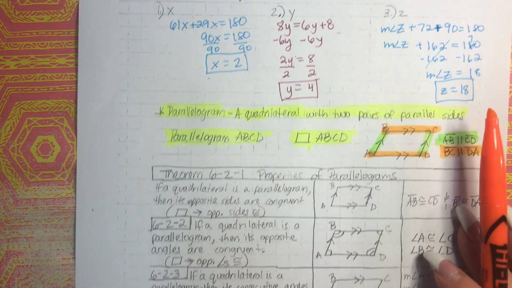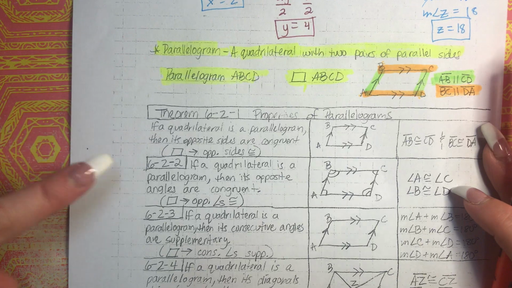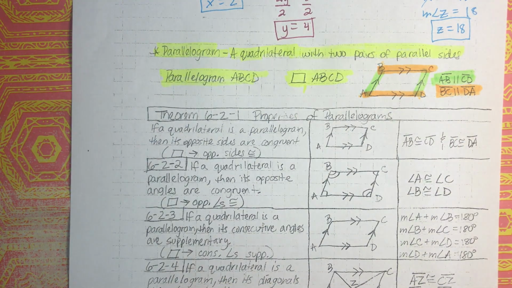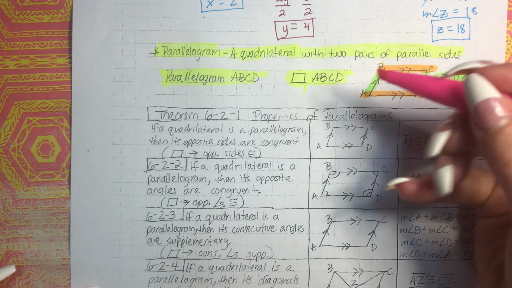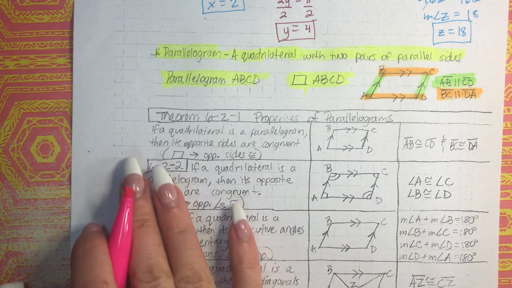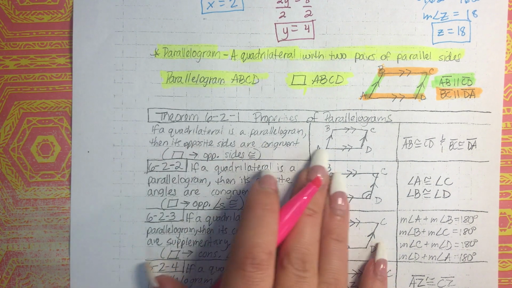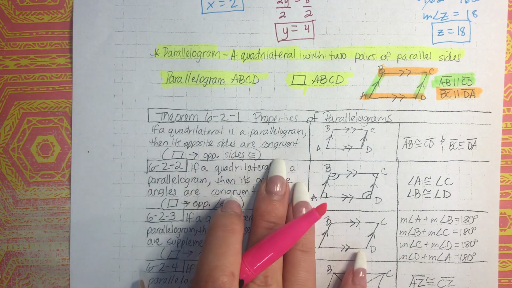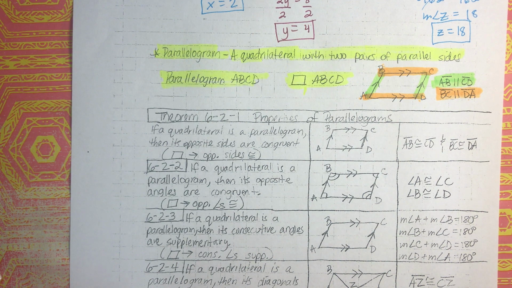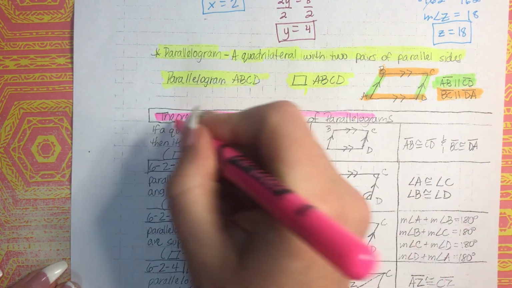Okay, so now we're going to talk about 4 theorems that go along with parallelograms. This whole section is about parallelograms. So the first one right here, what it states, this is theorem 6.2.1, properties of parallelograms. It says if a quadrilateral is a parallelogram. So what you have, that's the key. You have a parallelogram. So if a quadrilateral is a parallelogram, then its opposite sides are congruent. Okay. So this is theorem 6.2.1, properties of parallelograms.